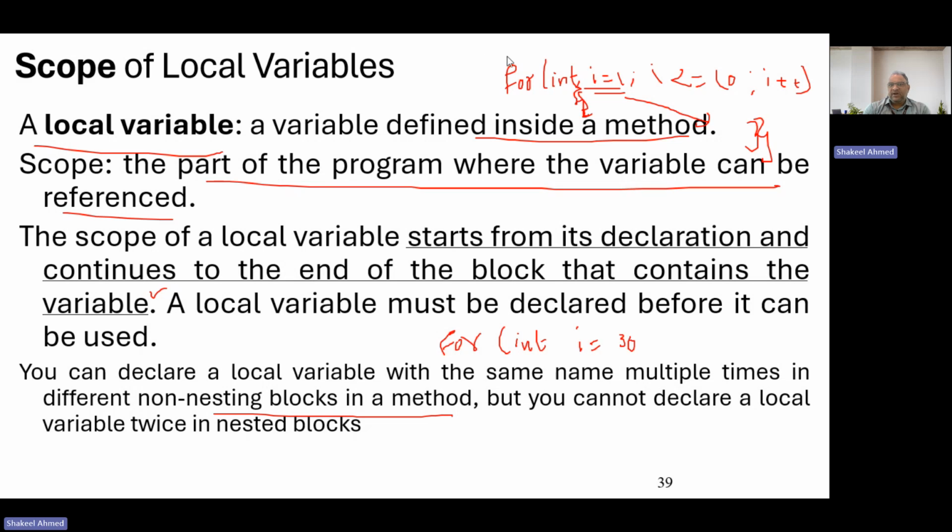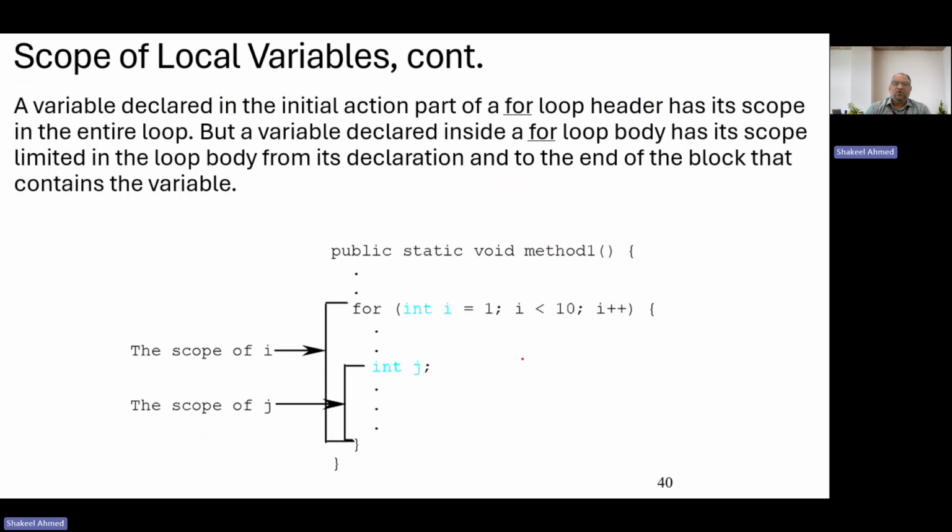Because this is a separate for loop and this is a separate for loop, you can declare a local variable. So this one will be a local variable for this particular block, for the second block, and this variable will be only for that block. So in different non-nesting blocks you can, but you cannot declare a local variable twice in a nested block. So you cannot do it inside a block, but you can do it outside a block. You can declare it. That's where we call it a local variable.